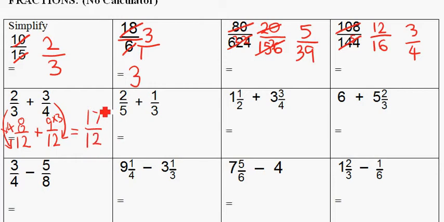We'll leave it like that. It's a top heavy fraction, we call that improper. You can break it down and write it as 1 whole and 5/12ths if you like. There's nothing wrong with 17 over 12.